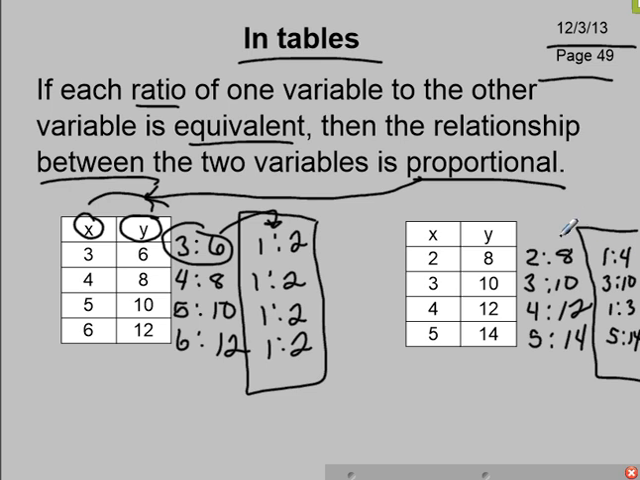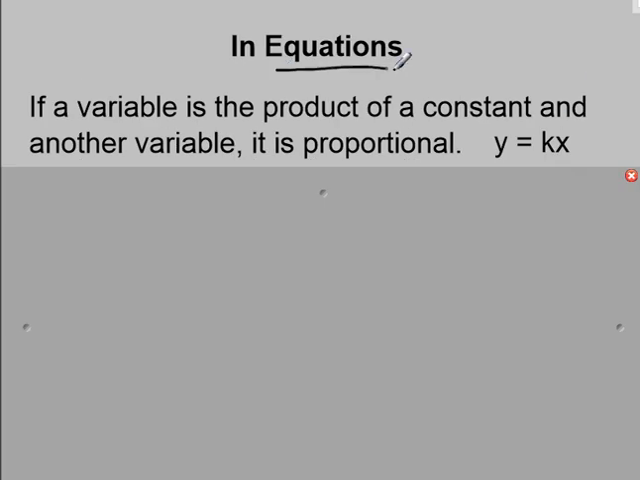Okay, so as you can see, I've made my ratios here in this column and then simplified them here. And none of my ratios are the same. And in order for the two variables to be in a proportional relationship, every single ratio here has to be identical. So this one is not proportional. Let's go ahead and look at equations.